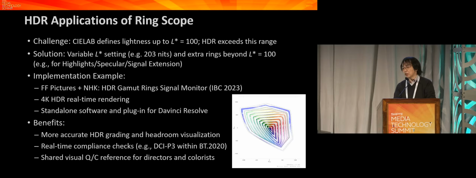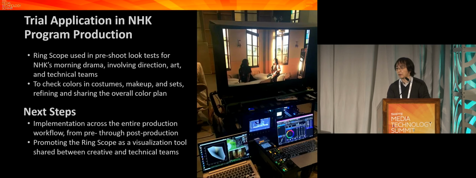FF Pictures and NHK implemented the HDR version of the Gamut ring color scope, and it was 4K HDR real-time rendering. But we use GPU-specific programming and shader colors on the rings, though. Trial application in NHK program production.